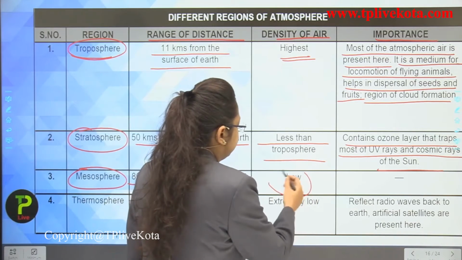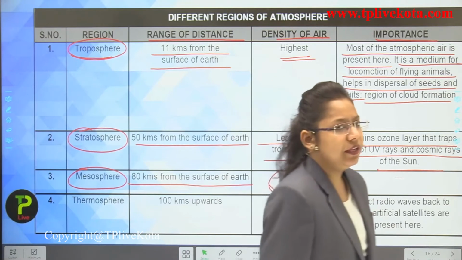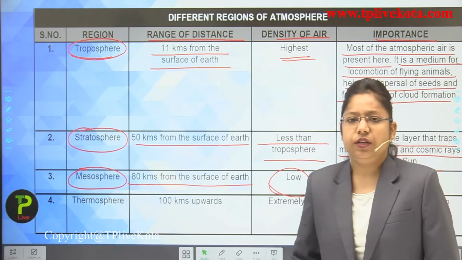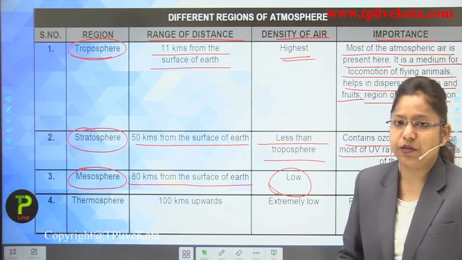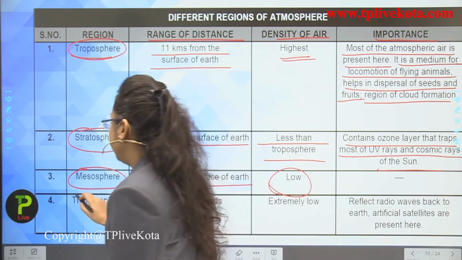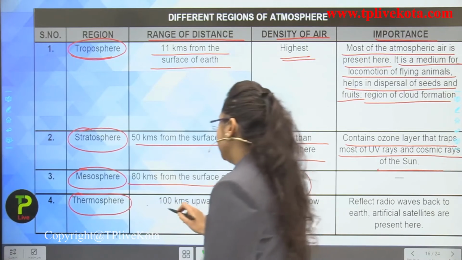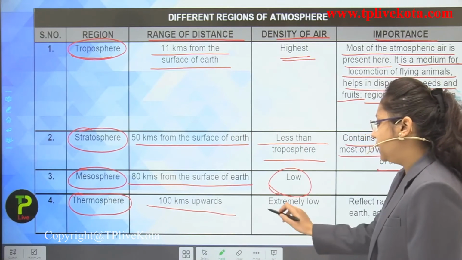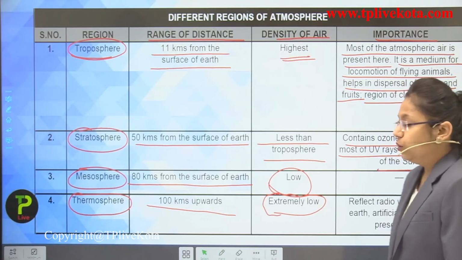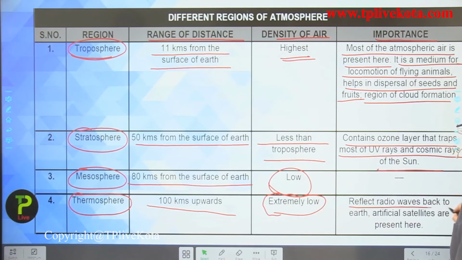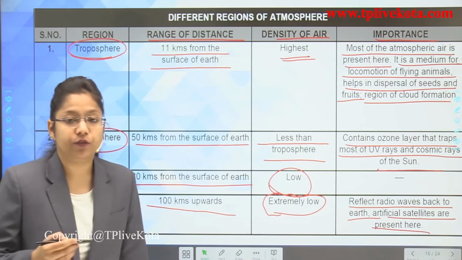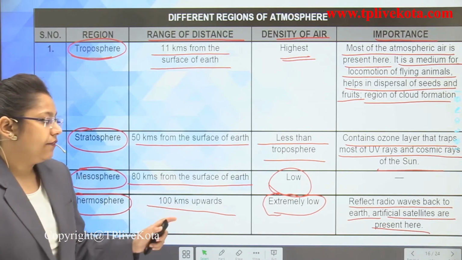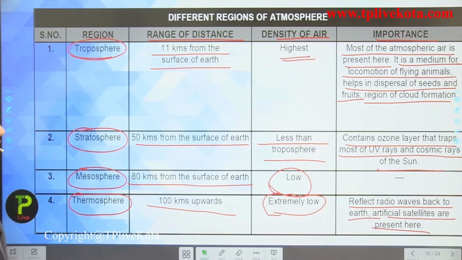Now the third layer is known as the mesosphere, 80 kilometers from the surface of the earth. Now if we talk about the density of air, it is very low. And if we talk about the importance of the mesosphere, there is not so much importance, so it has not been mentioned in the tabular format. Now the fourth point is the thermosphere, that is 100 kilometers upwards from the Earth's surface, with extremely low density. If we talk about importance, it reflects radio waves back to Earth. Artificial satellites are present here. So it reflects what? Radio waves back towards the Earth, and artificial satellites are present in this layer, which is known as what?